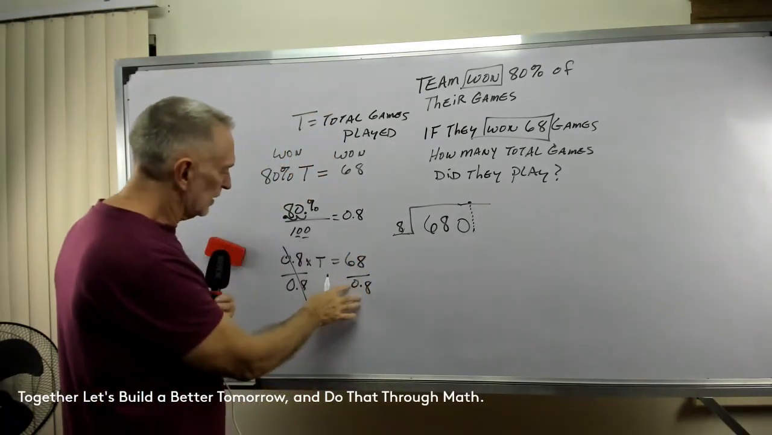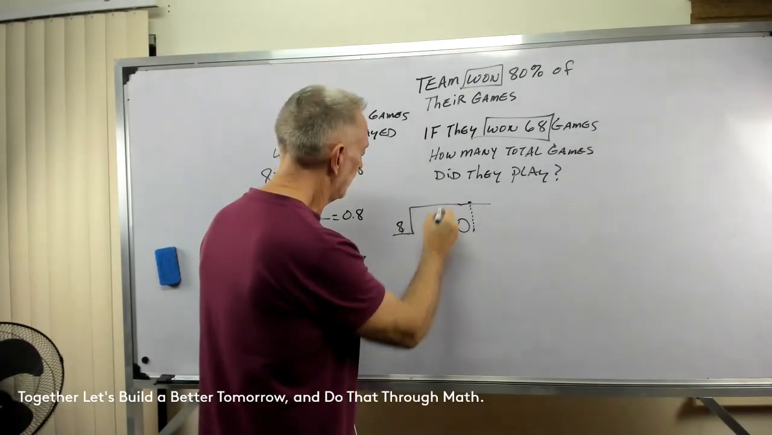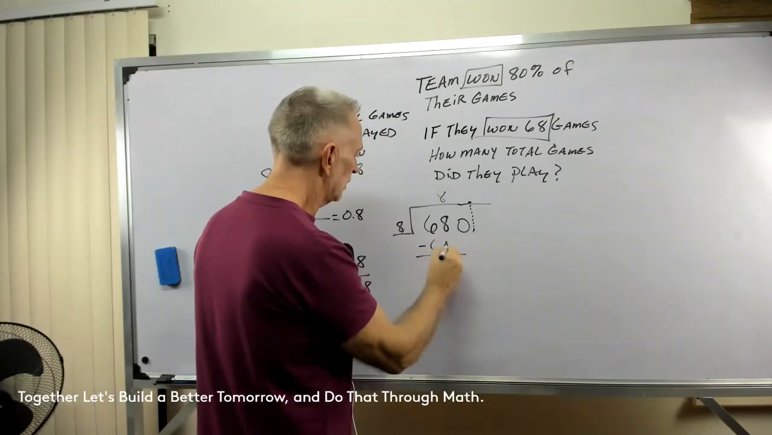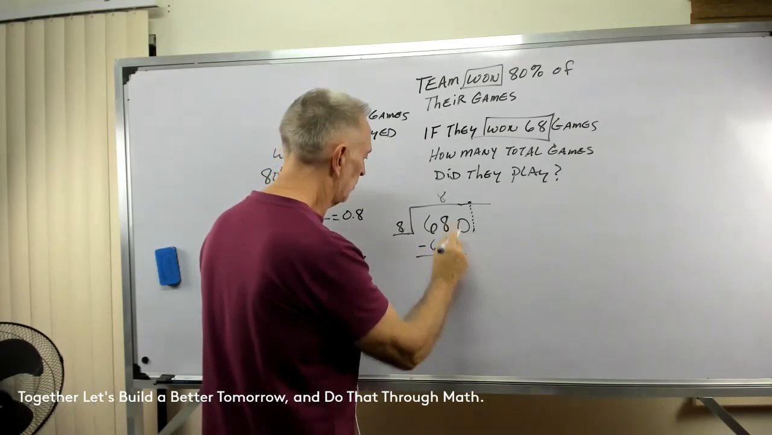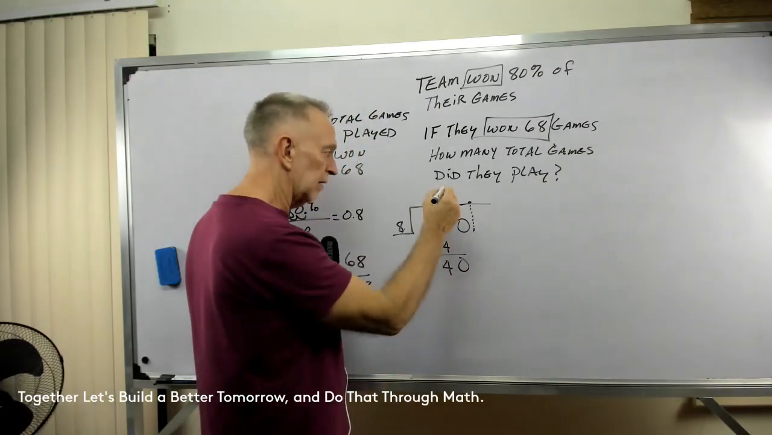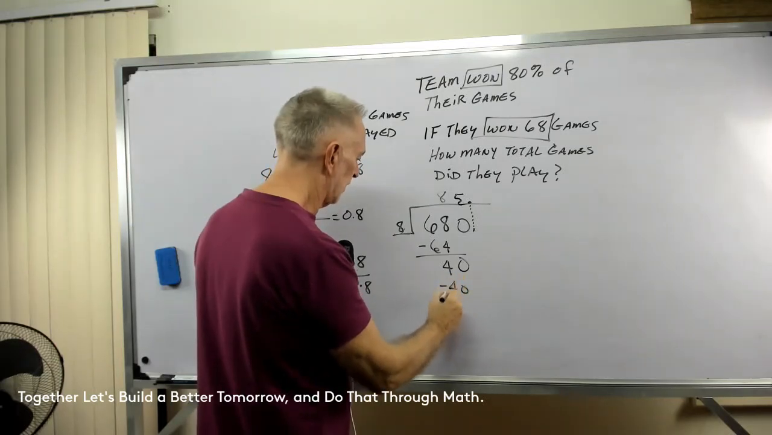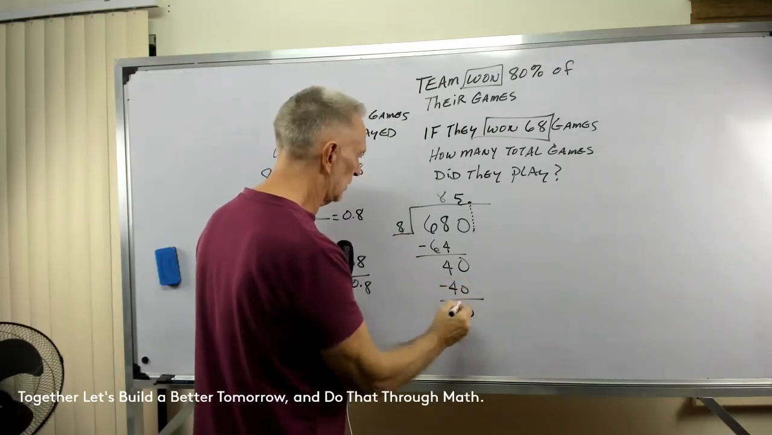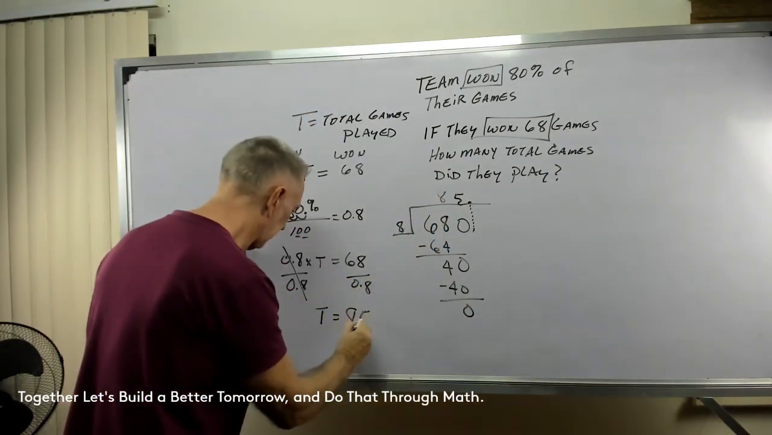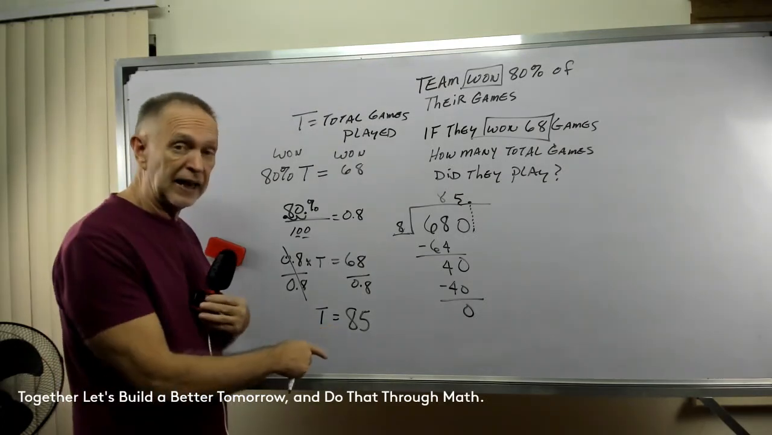And what is that going to give me? The total games played. Okay. 8 times 8 gives me 64. 68 minus 64 gives me 4. Bring down the 0. 8 will go into 40 5 times. So that's 40. 8 times 5 is 40. 40 minus 40 is 0. So T equals 85. So the total games they played was 85.